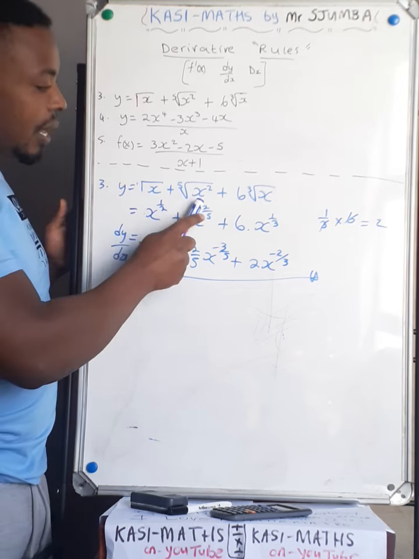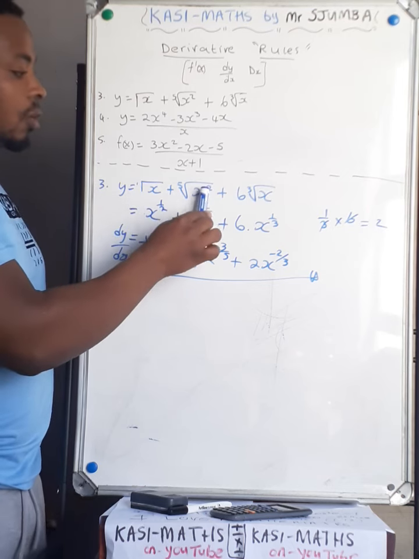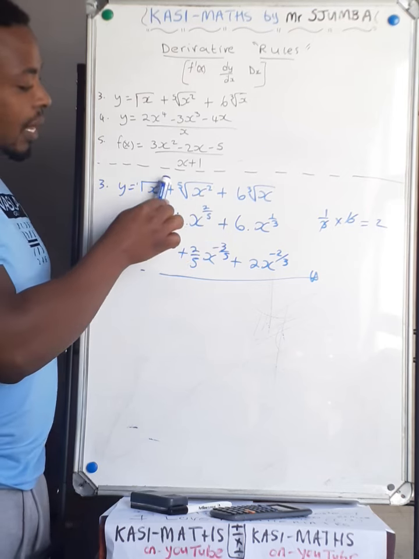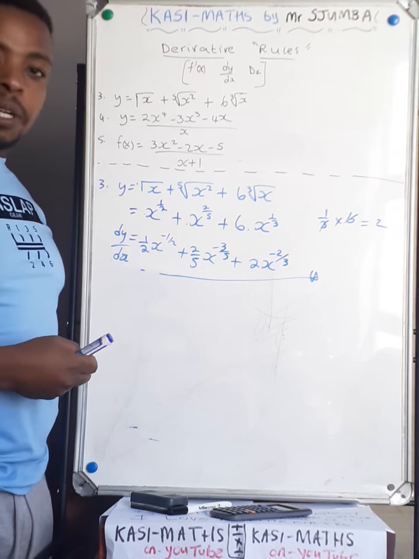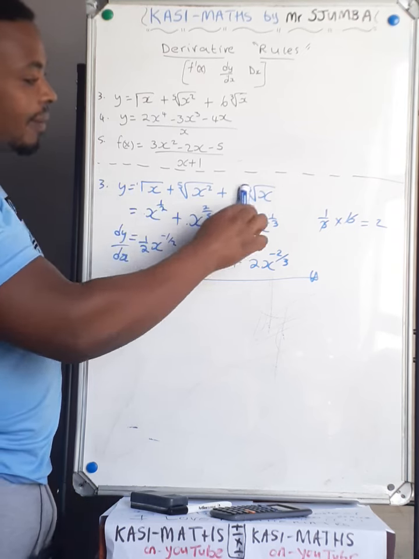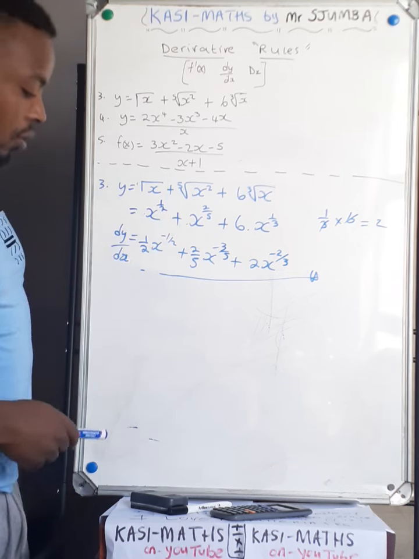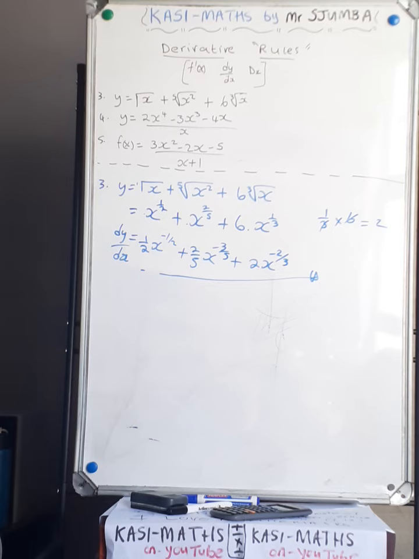You cannot derive a term with a square root or cube root or fifth root. So we should take out the root and write it in exponential form. So it's 1/2, 2/5, and then 1/3. So let's go to the fourth example.